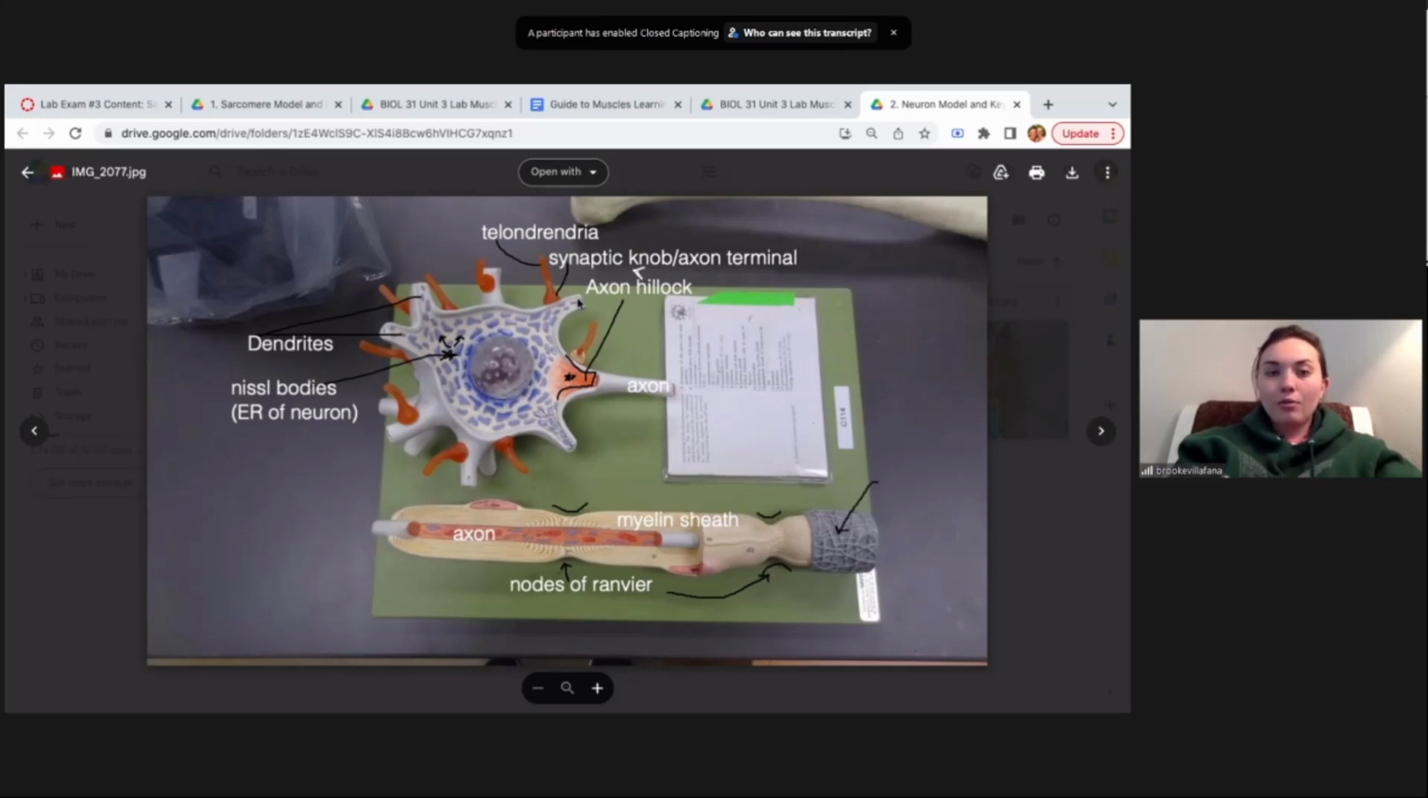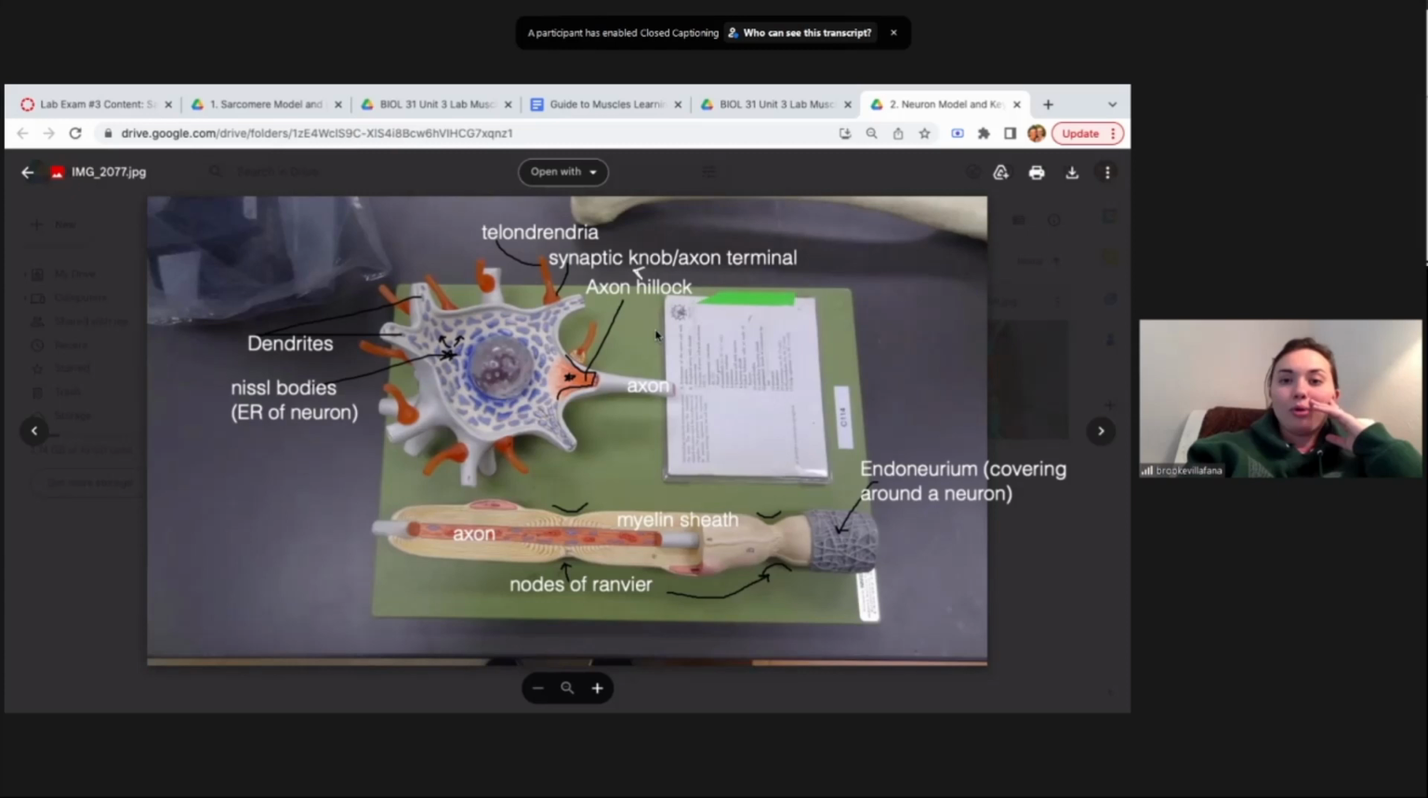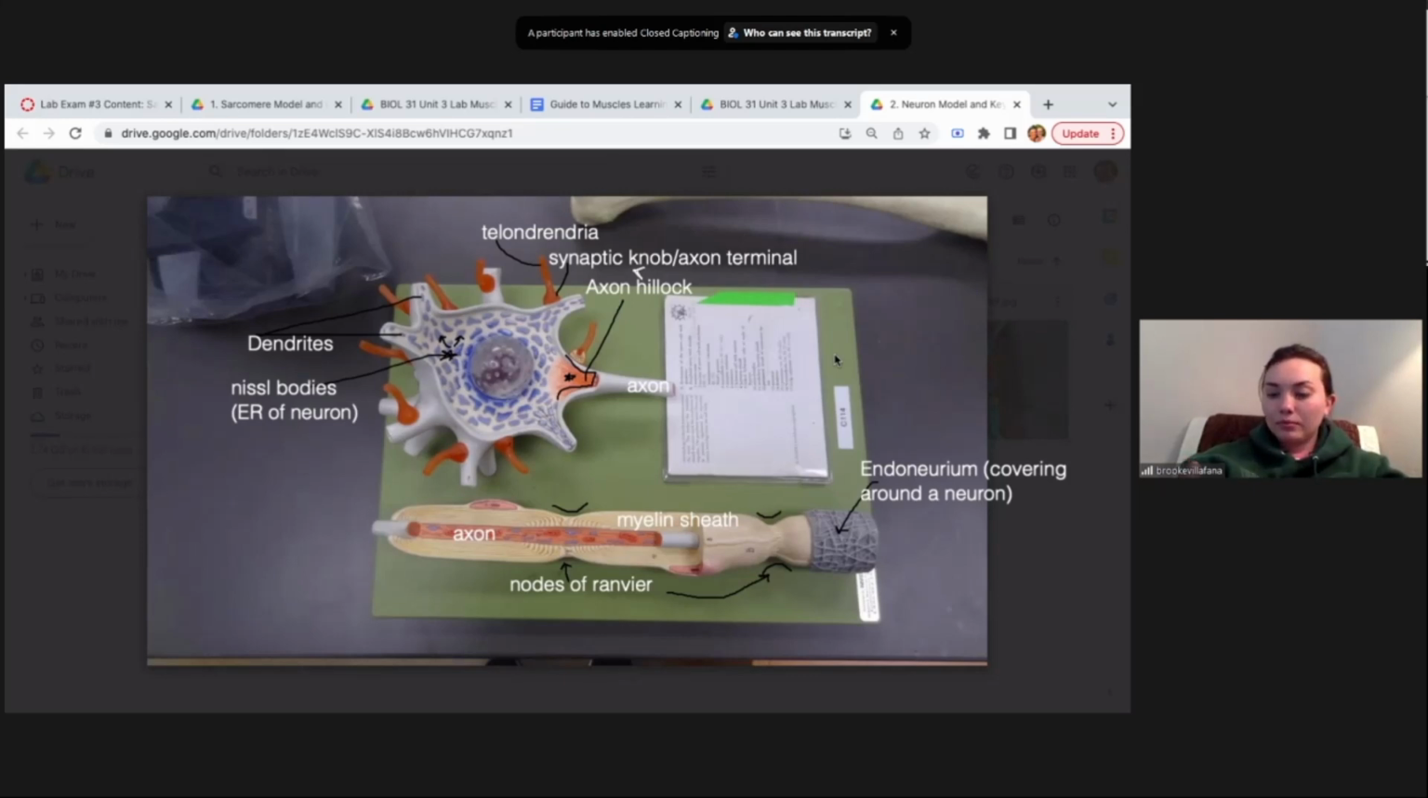And then the covering around a neuron is called the endoneurium. Covering around a neuron. All right, and that would be everything for this view of the model. And yes, the ER is pointing to the blue parts. So the endoplasmic reticulum are all of those little blue guys. I just have a star to represent that all of that stuff would be Nissl bodies. Okay? Any questions on that?